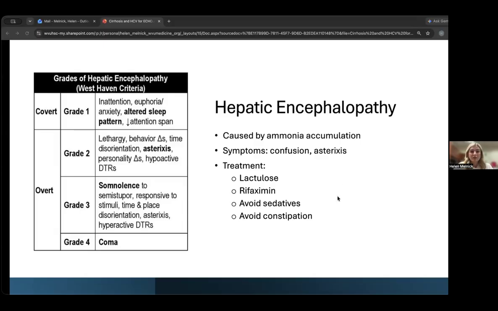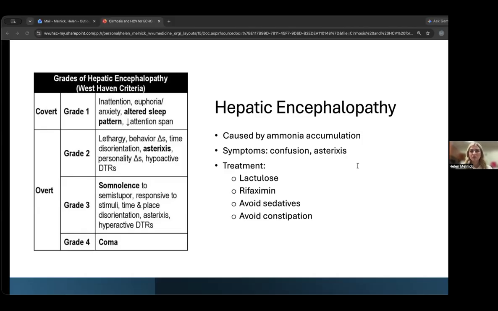Now, overt hepatic encephalopathy, so grades 2 through 4, progresses from lethargy and disorientation with asterixis to somnolence and confusion, and finally to coma. So overt hepatic encephalopathy develops in about 1/3 of patients with cirrhosis and can be episodic, recurrent, or persistent. After an episode resolves, treatment focuses on preventing recurrence.